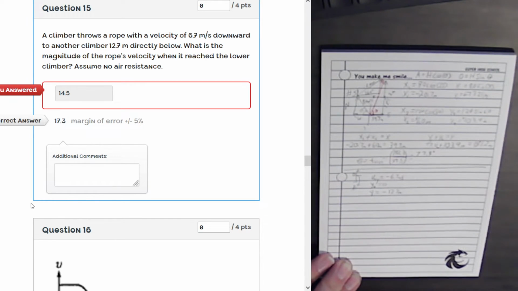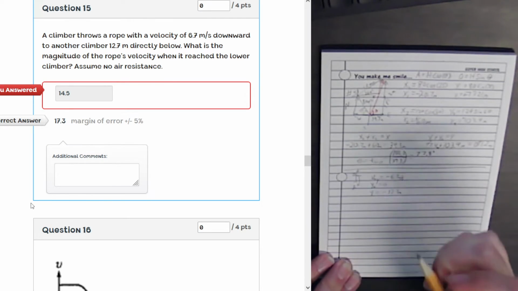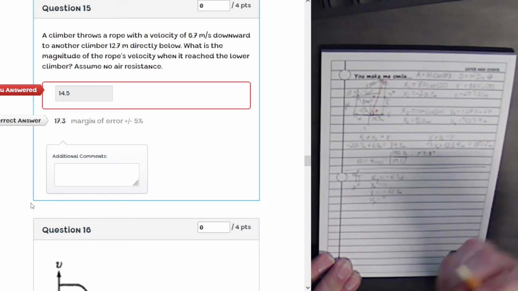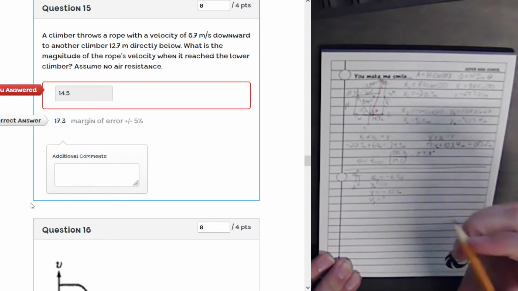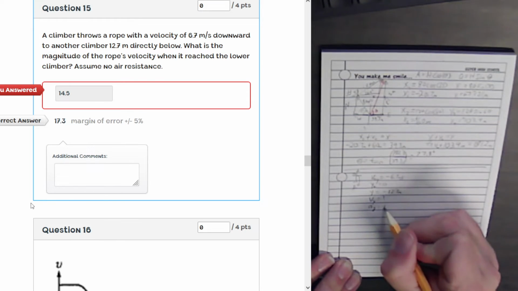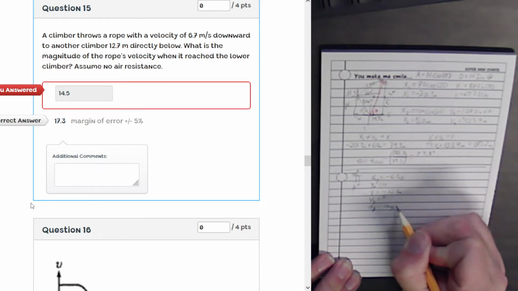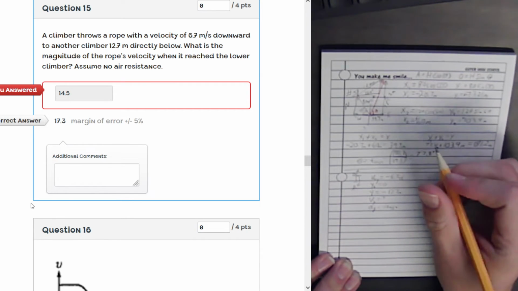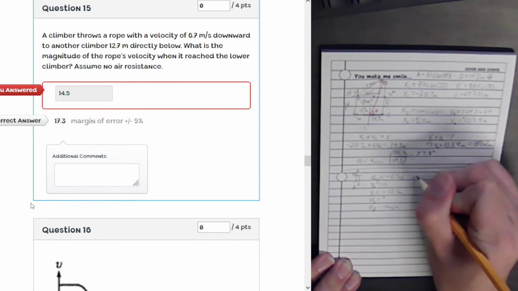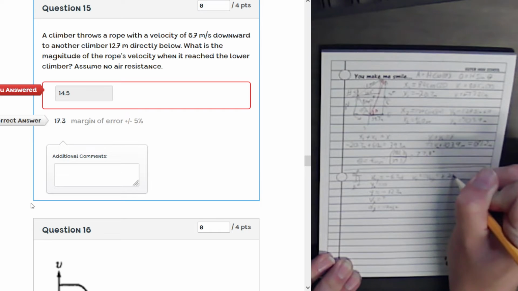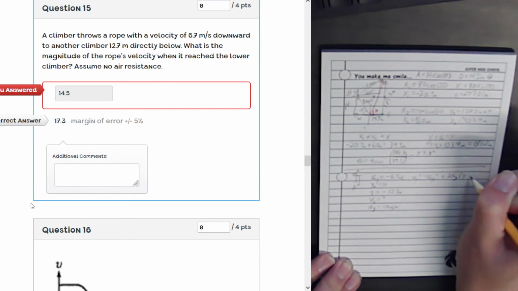What's the magnitude of the rope's velocity when it reaches the lower climber? So we're looking for our final velocity. We also know our acceleration of gravity. In the y direction, we could say that's negative 10 meters per second squared because it's downwards. So we know all of this and we don't have time, so that's going to be our third kinematic equation. Vy squared is V naught y squared plus 2 a y times y minus y naught.